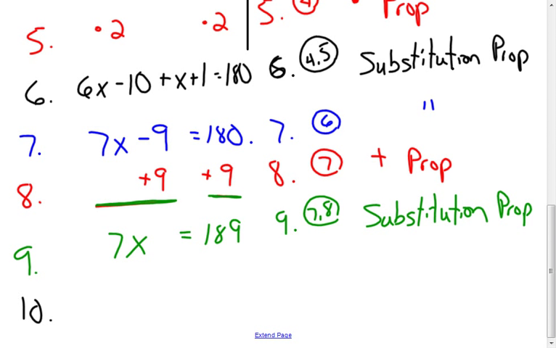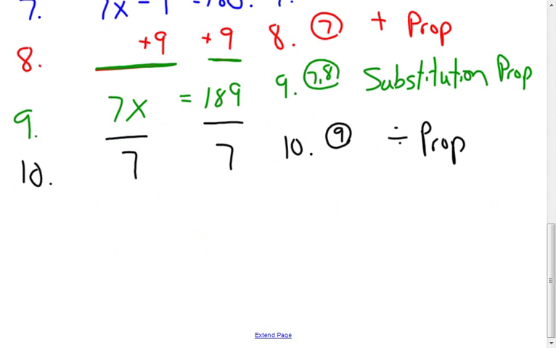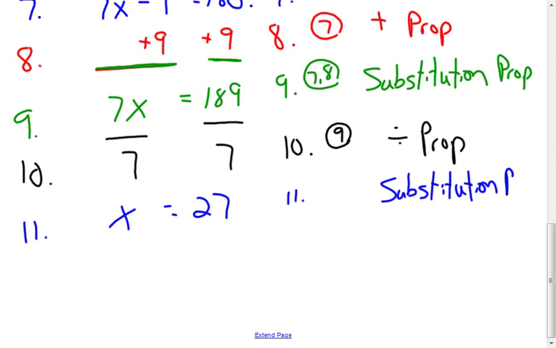Line 10, I'm going to divide both sides by 7. So my reason is going to be the division property. I needed to have line 9 to be able to do that. Now down here in line 11, I will be left with x equal to 27, using the substitution property again. So I used line 9 and line 10 to come up with that.